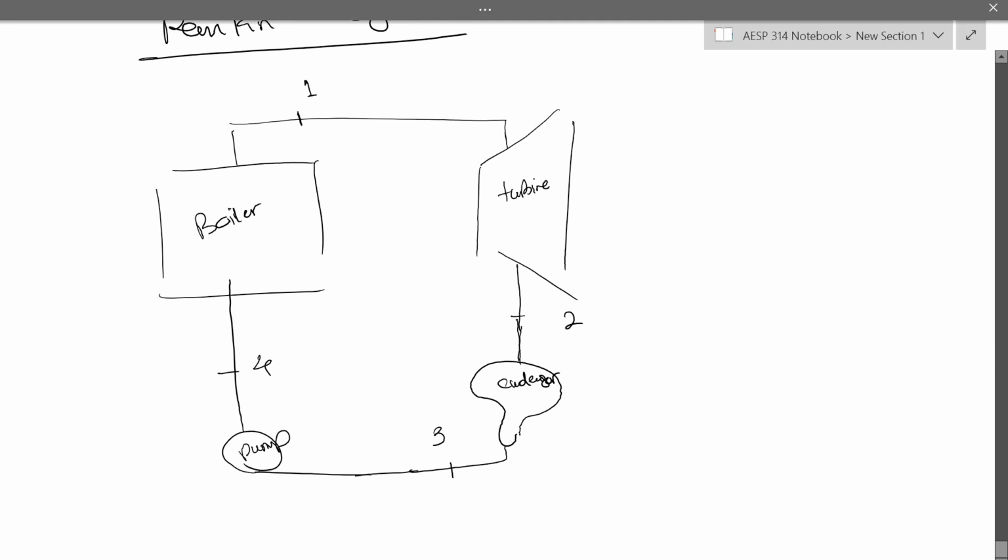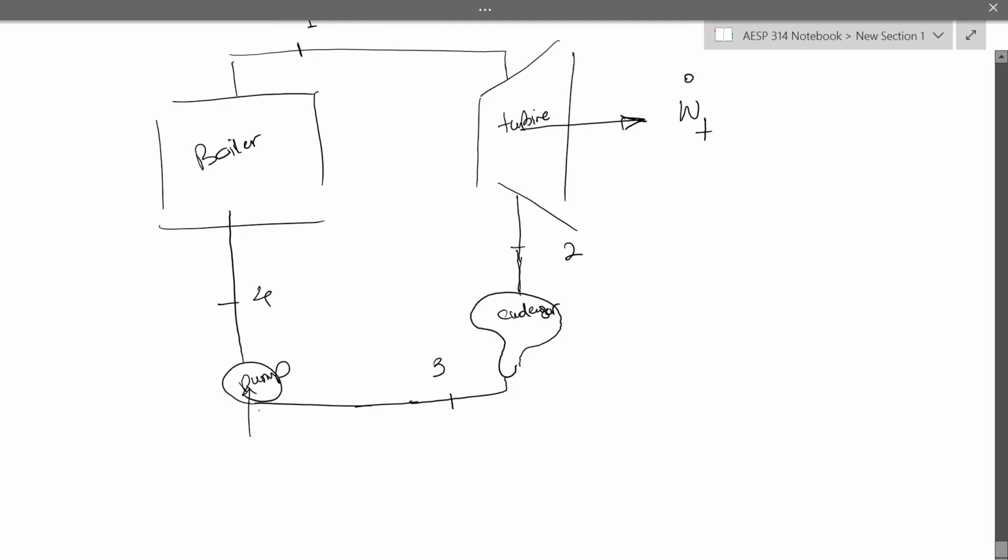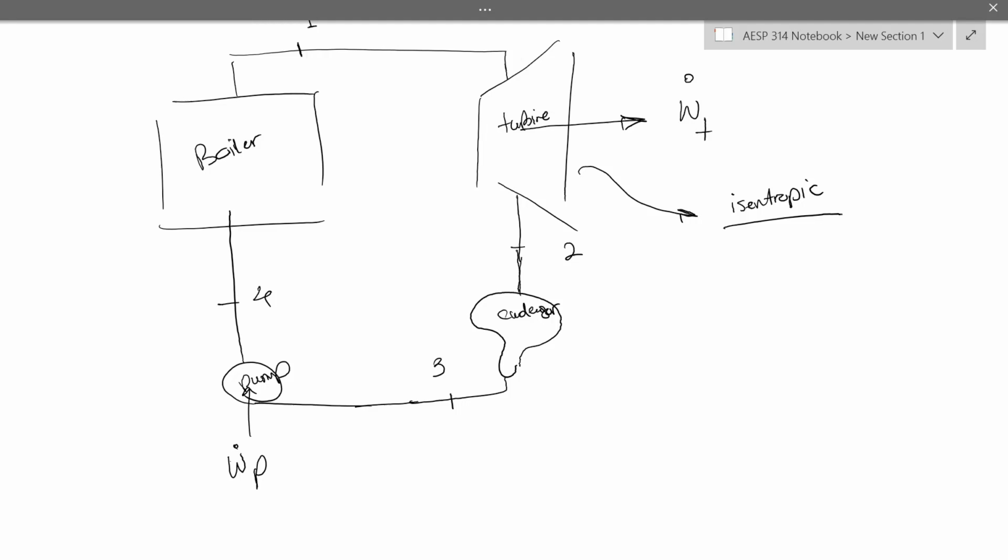So this is going to be the main schematic of a Rankine power cycle. So we have power output of the turbine and power input in the pump. We need to be able to pump the water back into the boiler, and we're going to extract some work out of the turbine. We are going to assume the turbine's process is isentropic. That's the assumption. So what does this mean? When we say the turbine's process is isentropic, what does this mean?